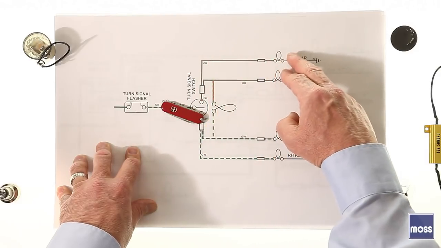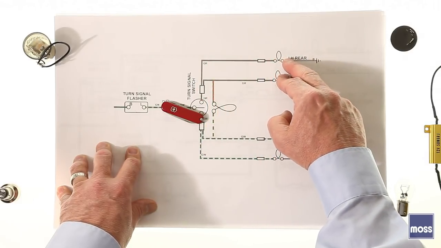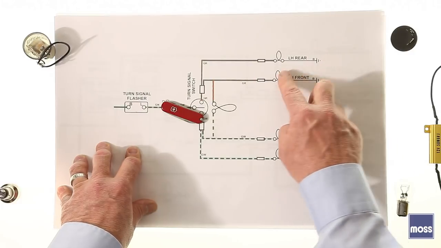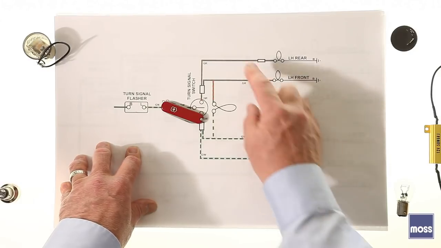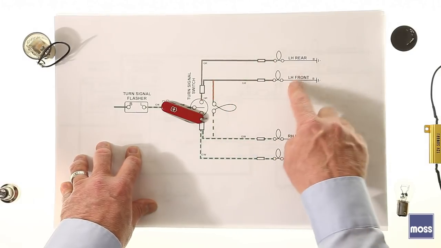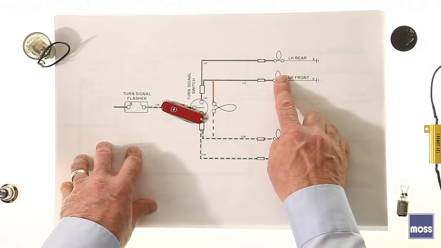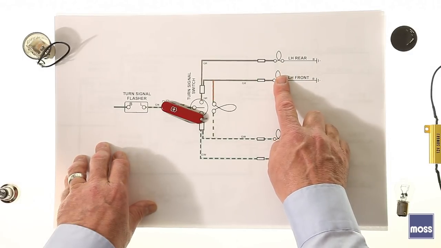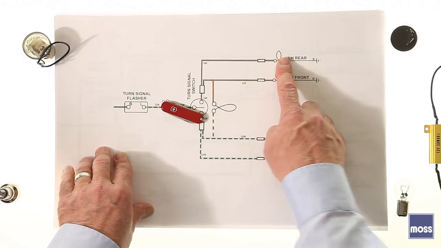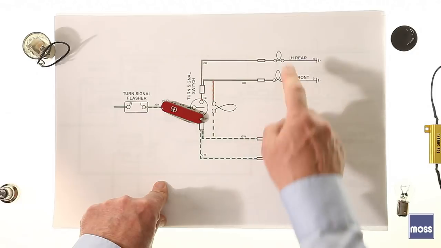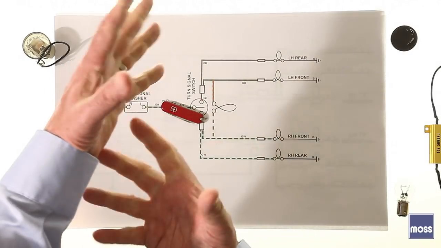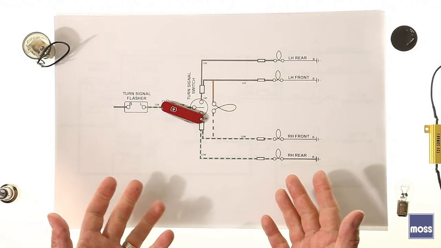She blinks. And a teeny amount of current comes over here looking for ground. It runs through these two LED lights to get to ground. LED lights need a teeny amount of power to come on. And what happens? Even though it's just a teeny amount, not enough to light a regular bulb, it will light these. And what we get is what we at Moss call sympathy blinking. These two come on, off, on, off, on. This one comes on, off, on, off, on. And these two over here come right along with them, off, on. All four corners of the car start blinking.